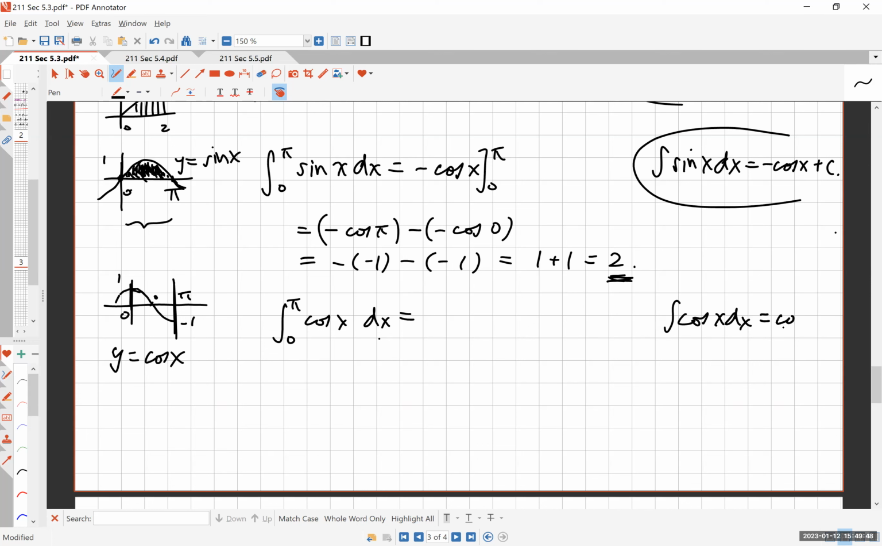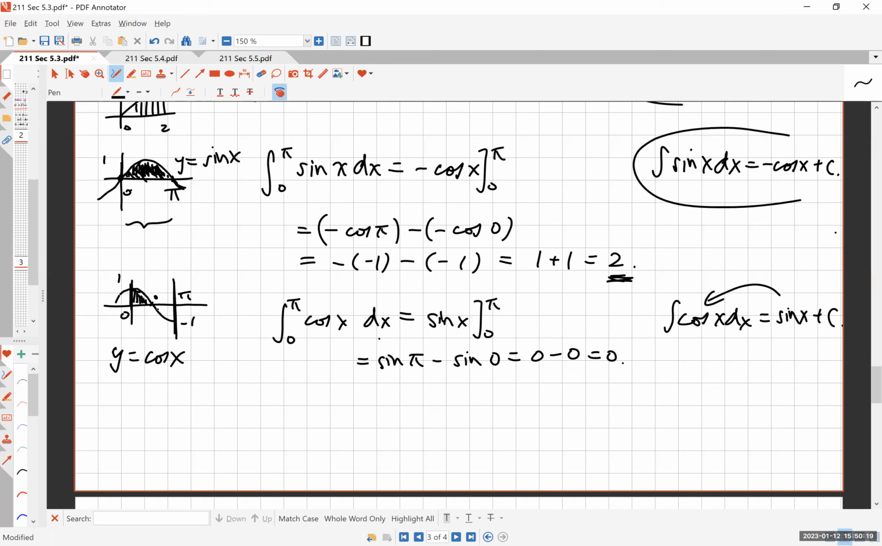Plus C is required. So this is going to be the sine of x evaluated at 0 and pi. So it's sine of pi minus sine of 0, which is 0 minus 0. Whoops. Did I do something wrong? No, I didn't. Remember, one side is positive, the other side is negative. They canceled each other on me. All right, so that's the thing.